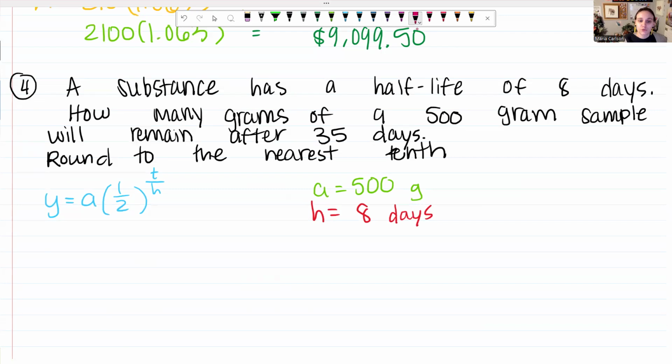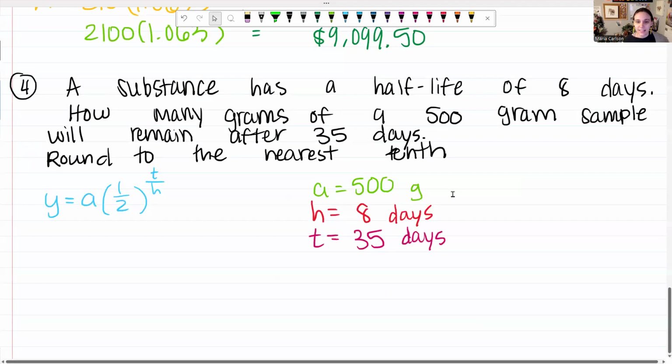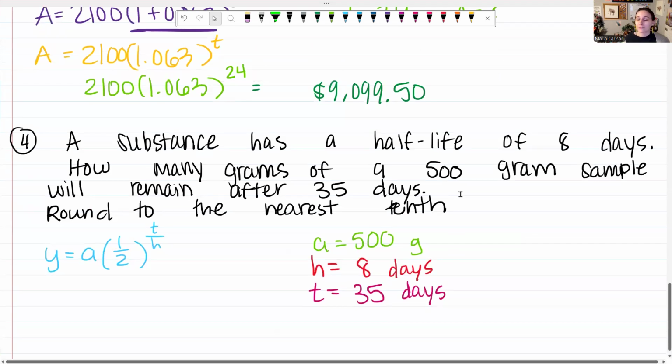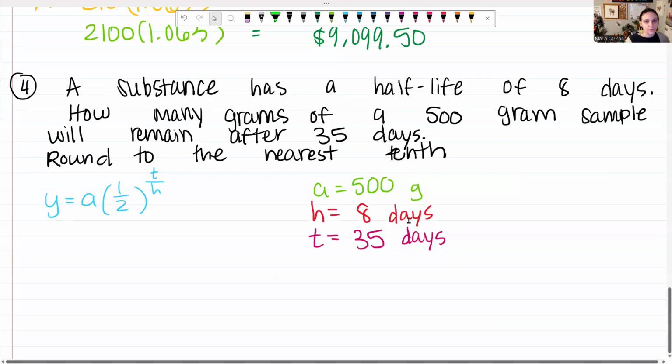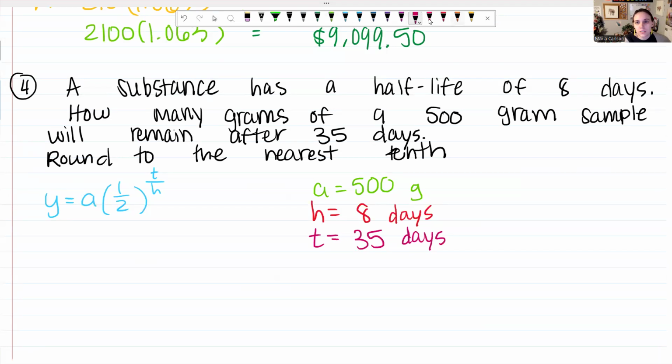Our half-life, or H, is 8 days, because that's how long it takes for it to divide in half again. And we want to know how much will be left when T is 35 days. So the formula I'm going to use, I'm going to simply substitute everything in. Y is equal to 500 times 1/2 to the, sorry, T is 35 over 8 power.